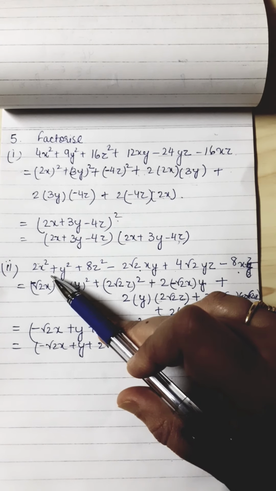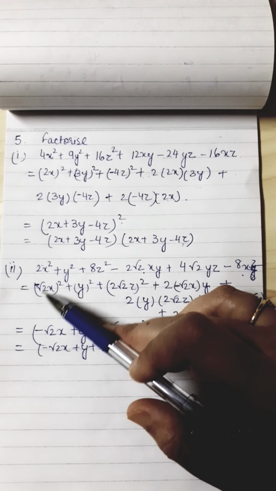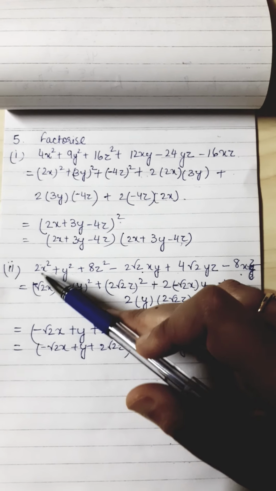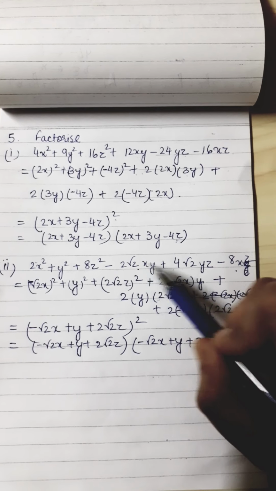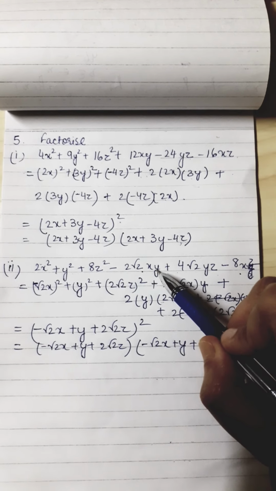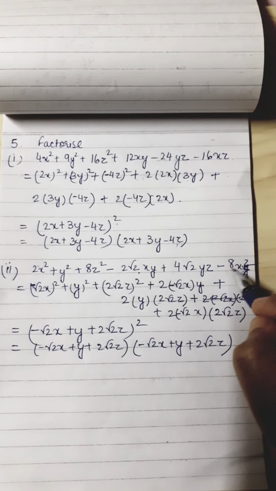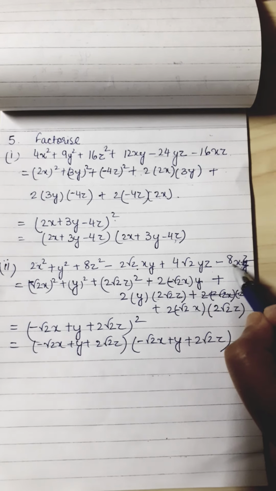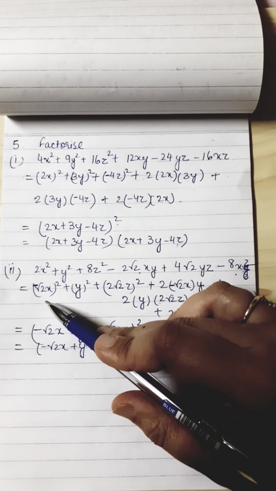Again the next identity. 2x square, this one I have written as (-root 2 x) the whole square, with a negative sign. Now why the negative sign with x? Because first see in the question where the negative sign is coming. Minus sign is coming with 2 root 2 xy and minus 8xz. So that means the yz term is positive. Wherever the x term is coming, there the negative sign is there. That means the x term is negative.